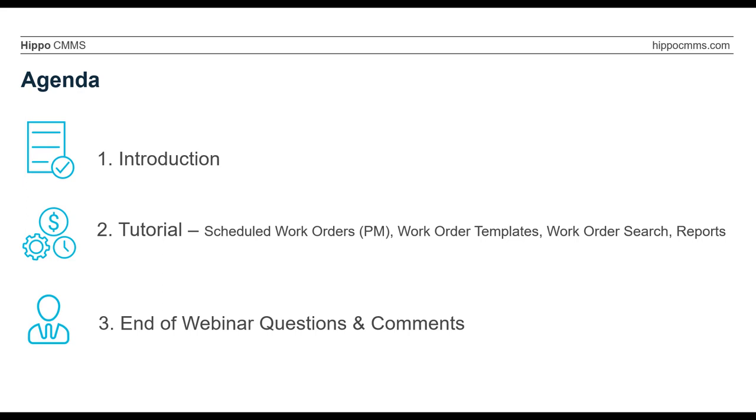Here's a look at today's agenda. Today's training will be about an hour long. All of our attendees will be muted. We will go through a brief tutorial beginning with scheduled work orders, how to create a PM, either calendar-based or meter-based. We'll look at work order templates. We'll look at work order search. And then we will finish off the webinar with a look at how to run reports.